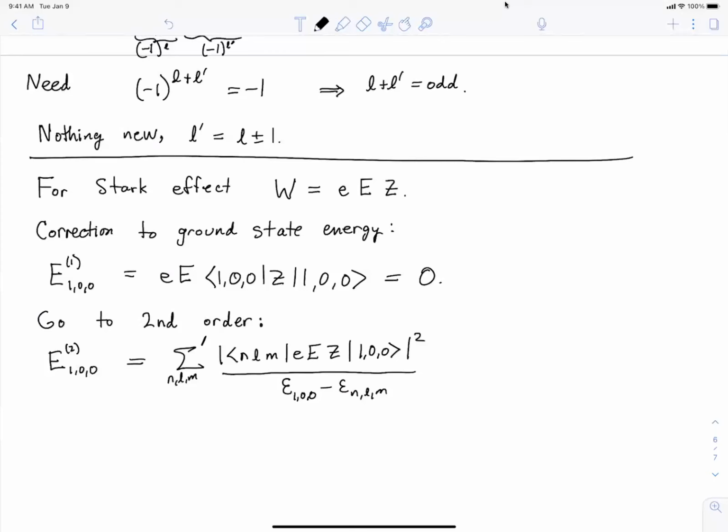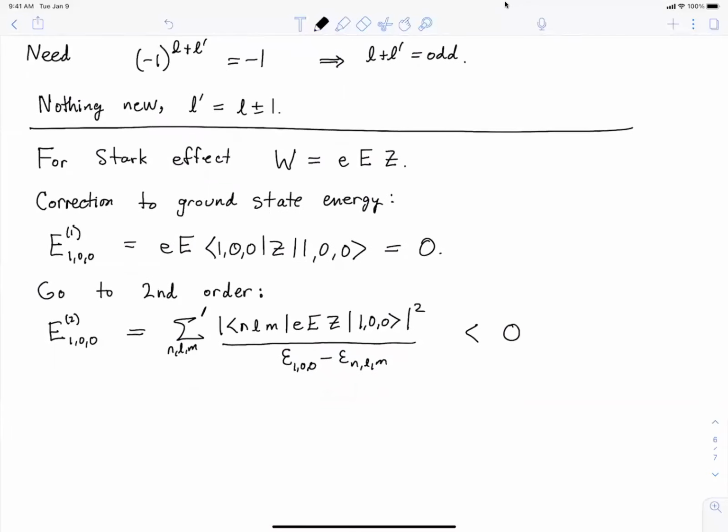Okay, so that's our sum that we have to do. And so let's notice a few things about it. First of all, the denominator here is going to be negative because the ground state energy is lower than all the other states. That's why it's the ground state. And so this is going to be some negative number in the denominator. And the numerator is positive, and therefore the whole thing is less than 0. So if you put a ground state hydrogen atom in an electric field, the energy gets lowered. One way of thinking about that is it manages to arrange itself to take advantage of the fact that it's in an electric field. That will lower the energy.